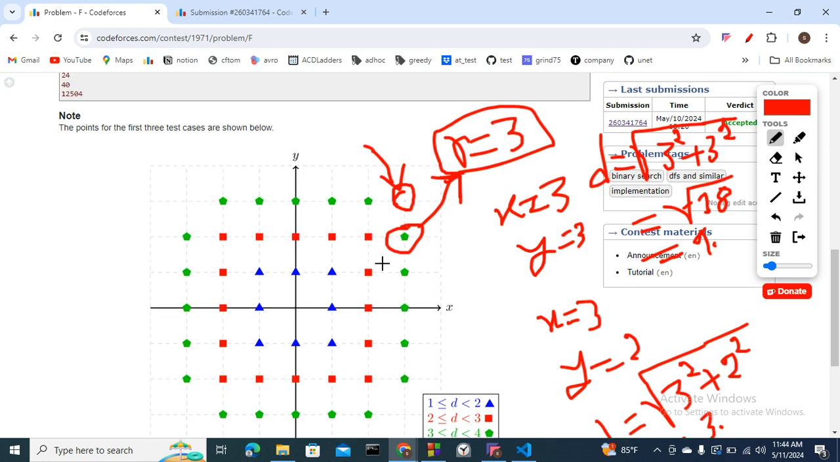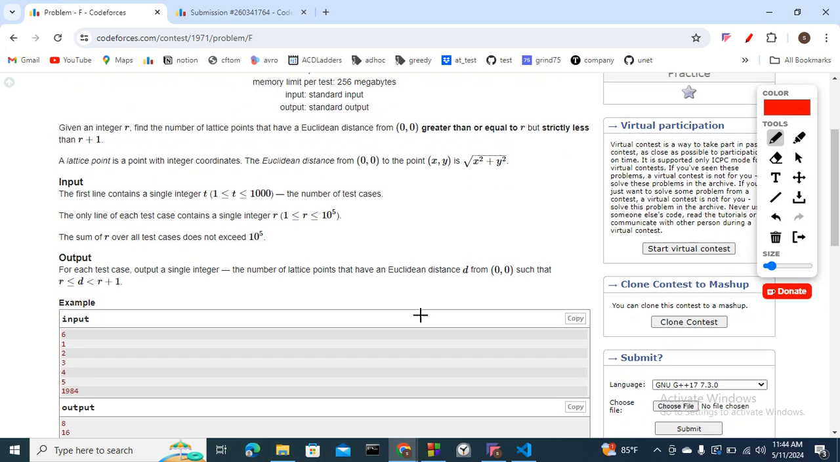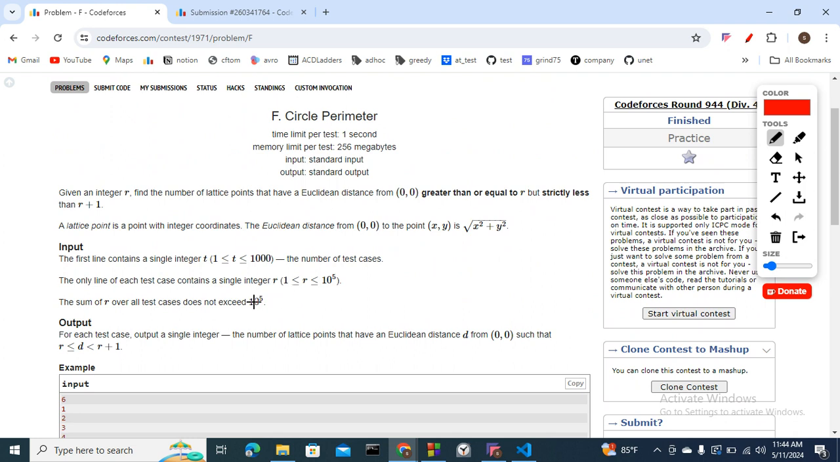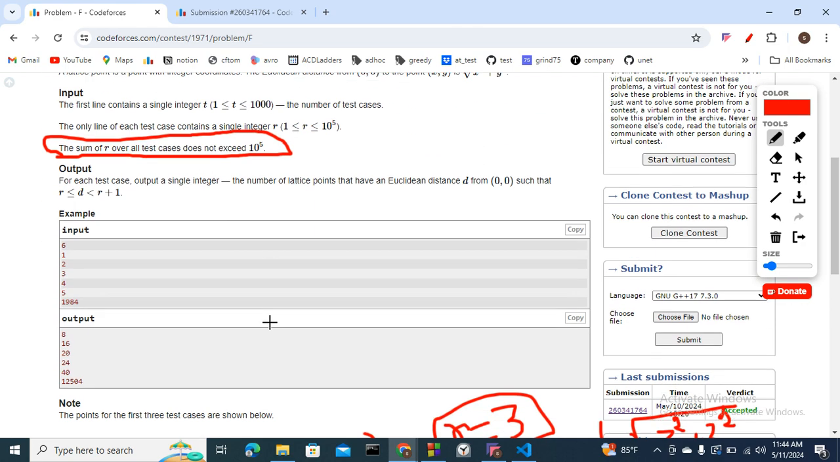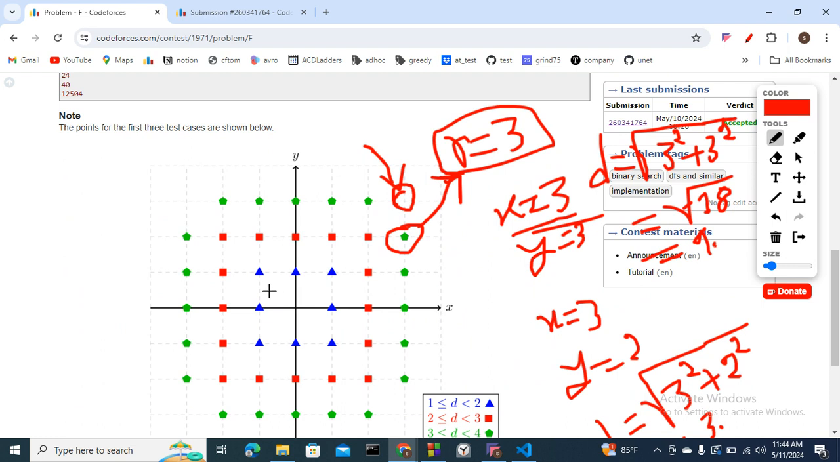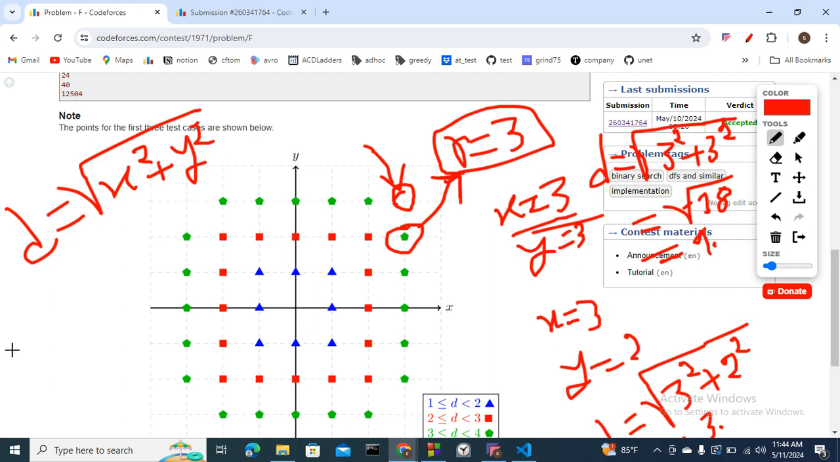So how can we calculate these points? There is an important note that the sum of r over all test cases does not exceed 10 to the power 5. That means we can iterate through x or y. Here d equals root over x square plus y square. So if we iterate through x, then the minimum value of x will be 0.